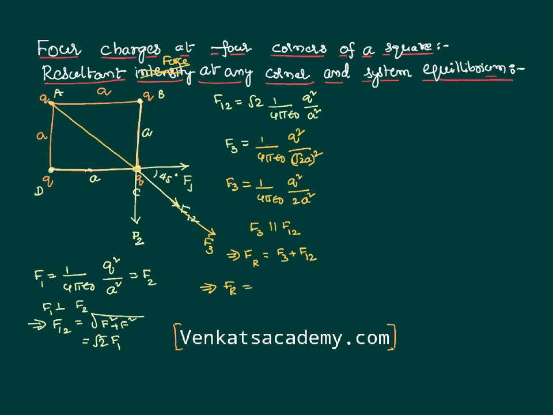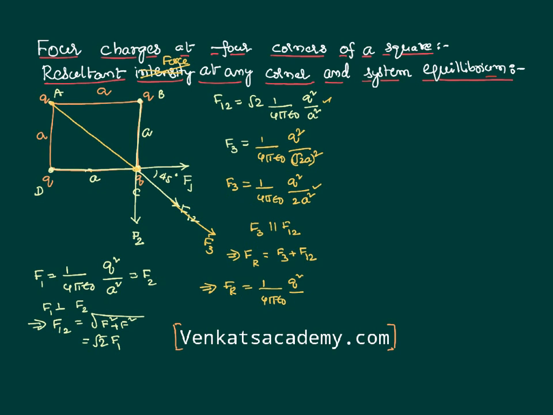So, F resultant is, what is F12 we know, what is F3 we know. For both of them what is in common is 1 by 4 pi epsilon naught q square by a square. F12 has a root 2, F3 has a 1 by 2 extra. This much is the resultant force, that what we want to calculate is the force acting on any one corner, whatever may be the corner.